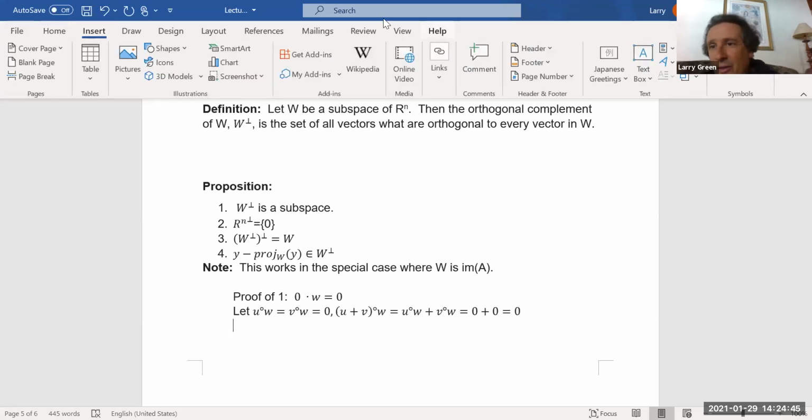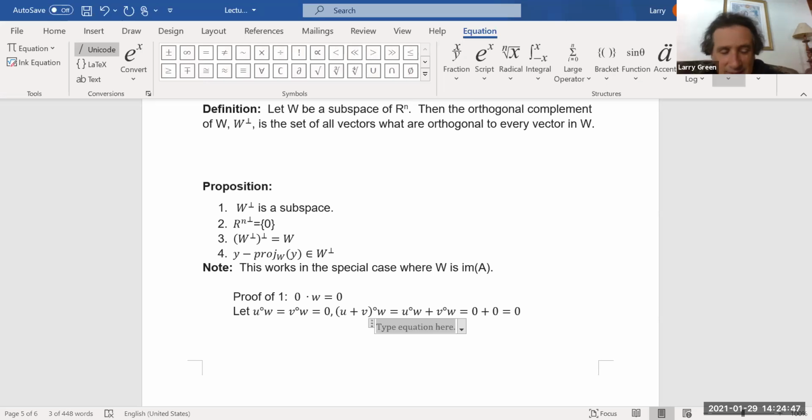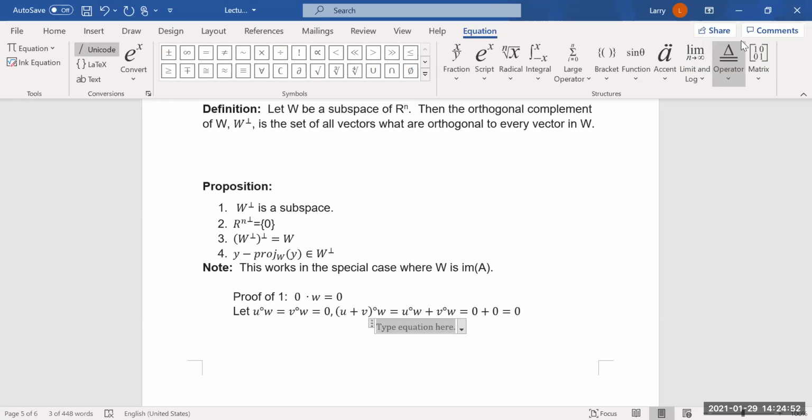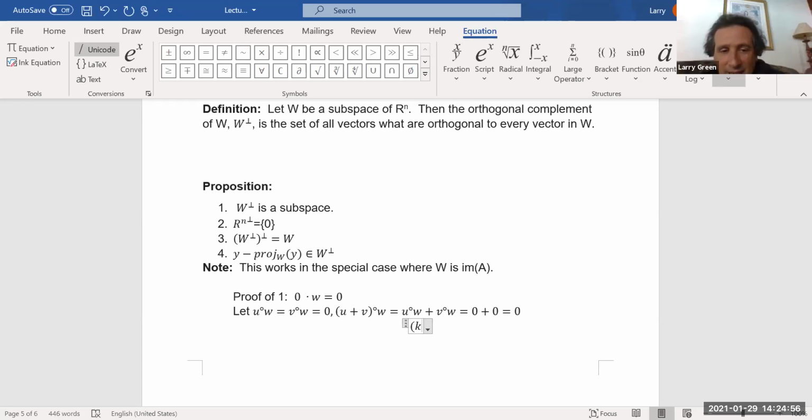All right, now we can do the third one. Third one's easy. What did we have to do for the third one? Show that it's also closed under scalar multiplication. Yeah, so I'm going to do k times v dotted with w.